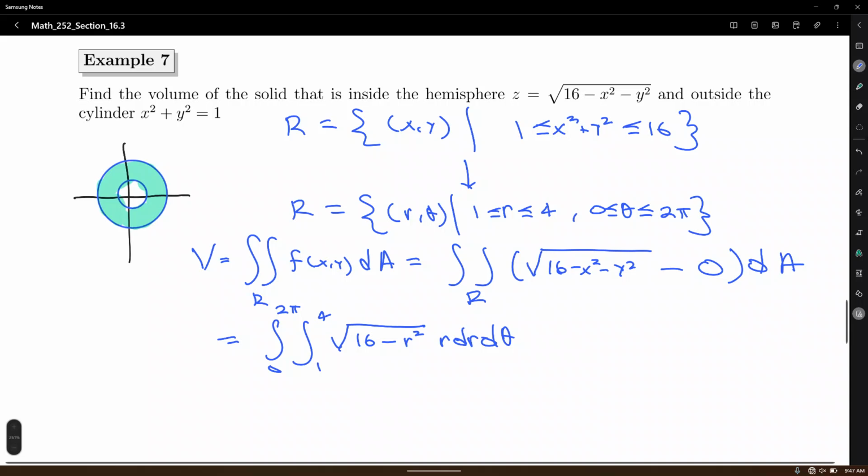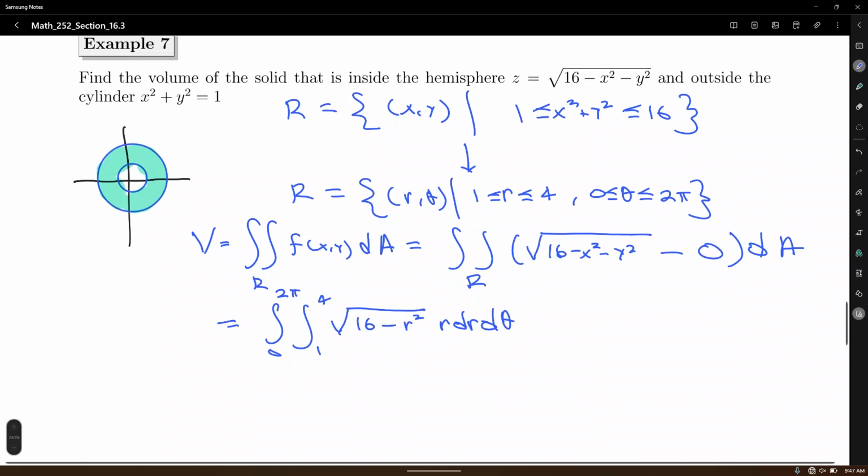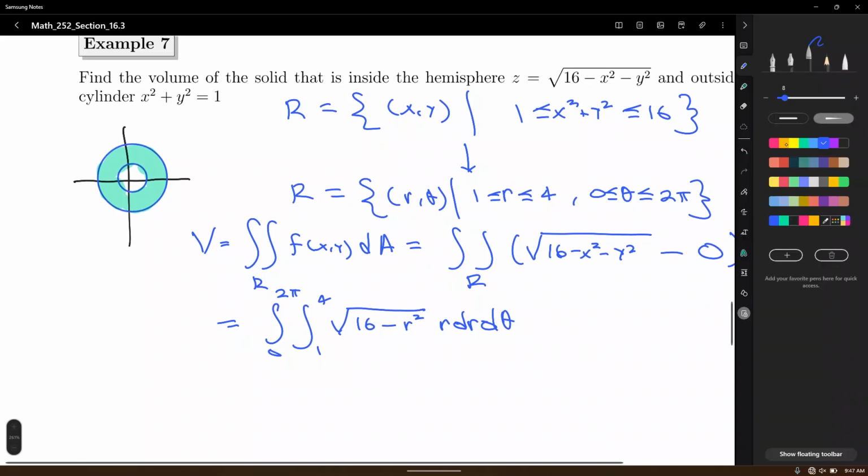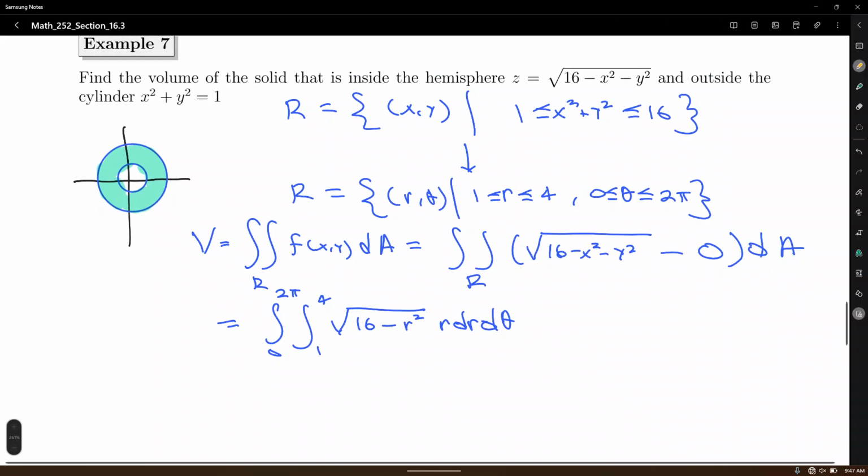So you can set it up, in this case with respect to y, so the 16 minus x squared would be the constant part, and the variable part would be the y variable. But it's going to look a little weird. Let's just go with polar coordinates. And again, this is going to be a pretty cool u substitution.